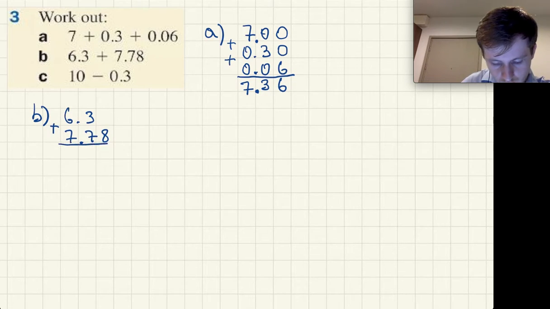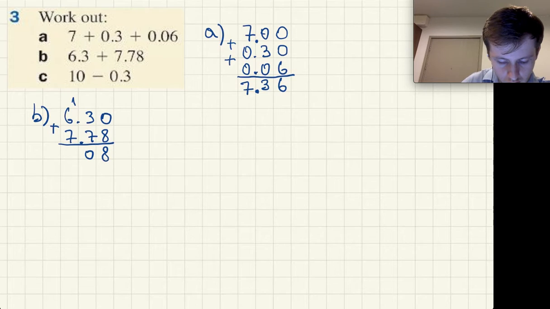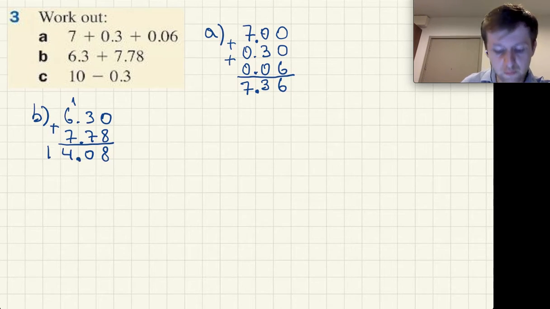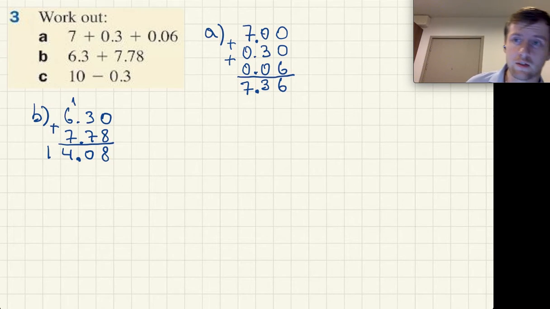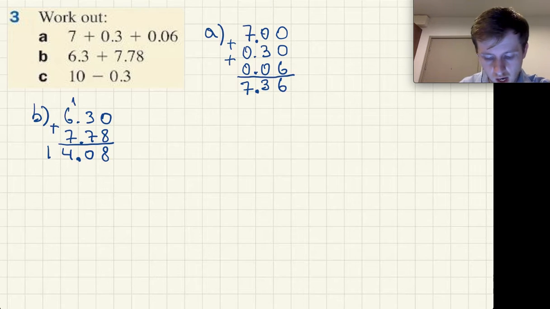In B, we have 6.3 plus 7.78, which is equal to, we can write 0 here. We get 8, 0 keep 1, and we get 13 plus 1 is 14. So it's 14.08, like this.